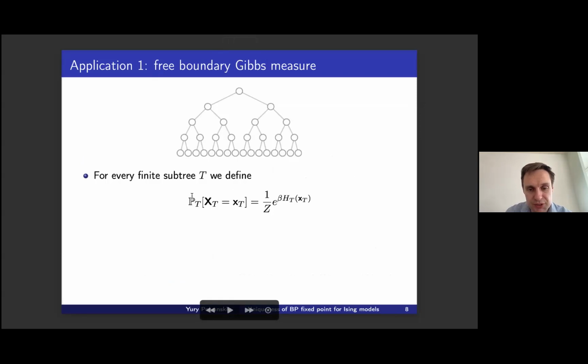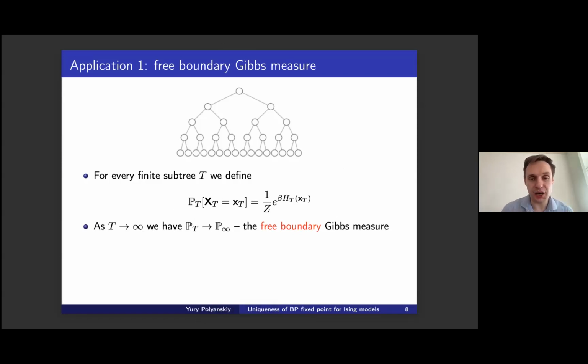Okay, so here, this is just like before, right? We consider a finite subtree, and then we define a probability distribution without conditioning on the leaves. We're using the finite Hamiltonian, but we don't freeze the boundary layer. So one can show that as the depth of this finite tree goes to infinity, this sequence of finite measures converges to the infinite measure, which we call the free boundary Gibbs measure on the infinite tree.